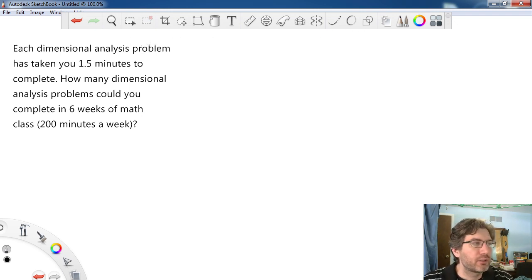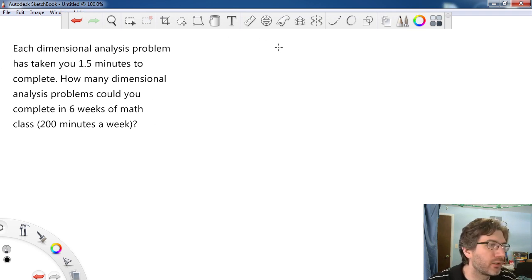It says each dimensional analysis problem has taken you 1.5 minutes to complete. How many dimensional analysis problems can you complete in 6 weeks of math class if 200 minutes is a week? I will give you a chance to see if you can set some things up. Give the next 2 minutes, take a shot at it and see if you can set it up.